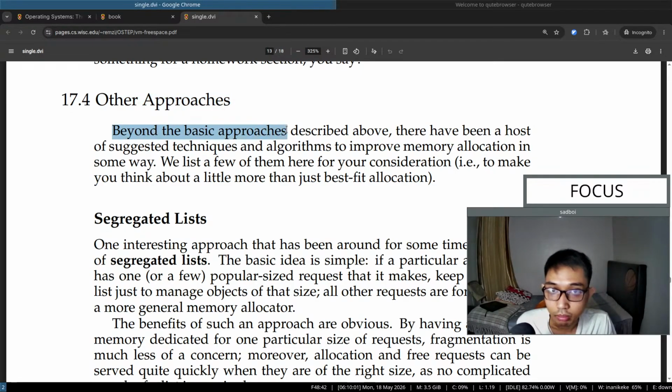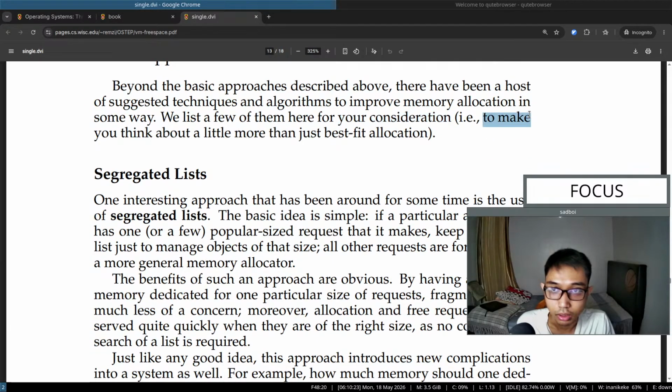Beyond the basic approach described above, there have been a host of suggested techniques and algorithms to improve memory allocation in some way. We list a few of them here for your consideration. That is to make you think about a little more than just best fit allocation.